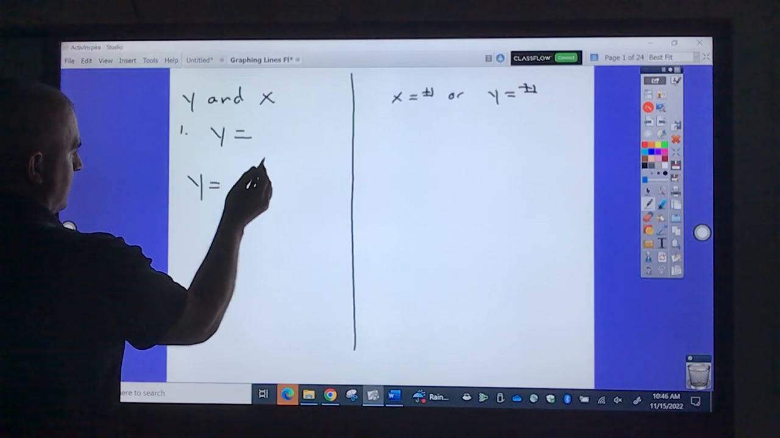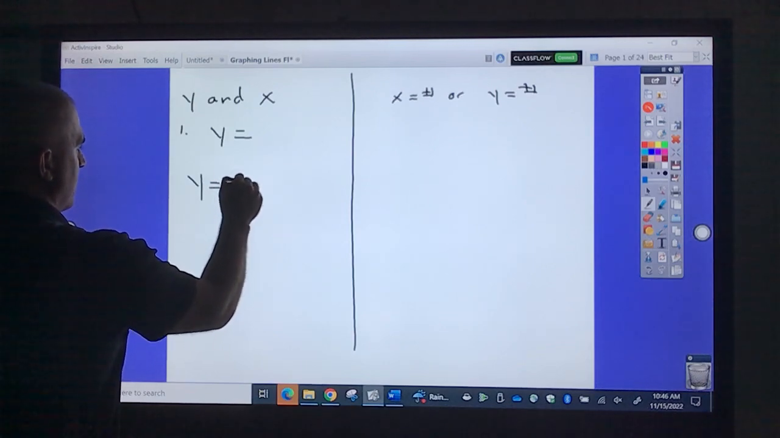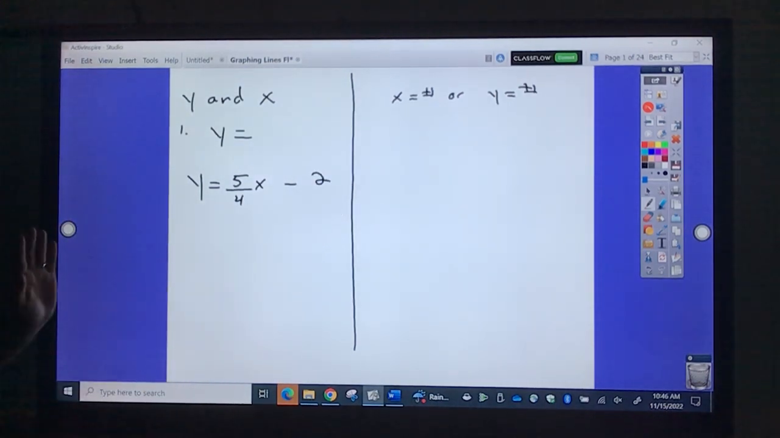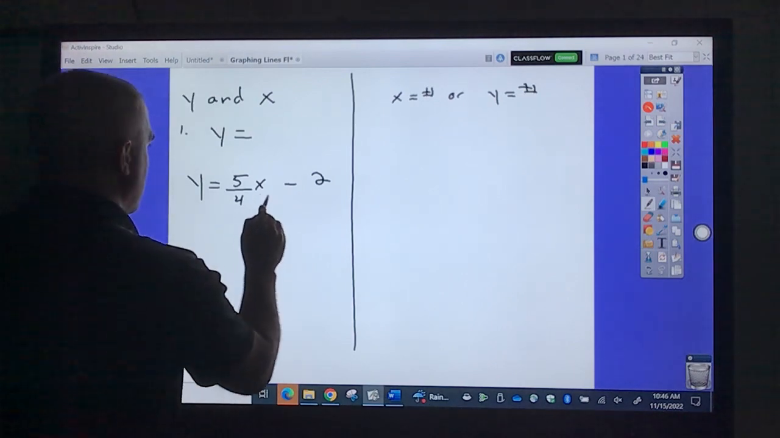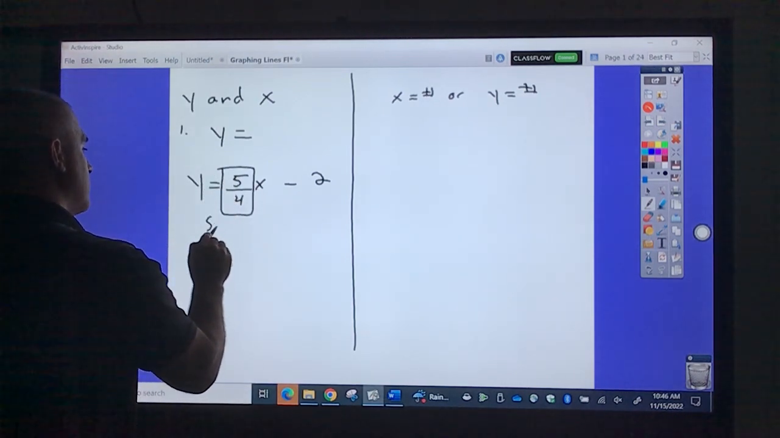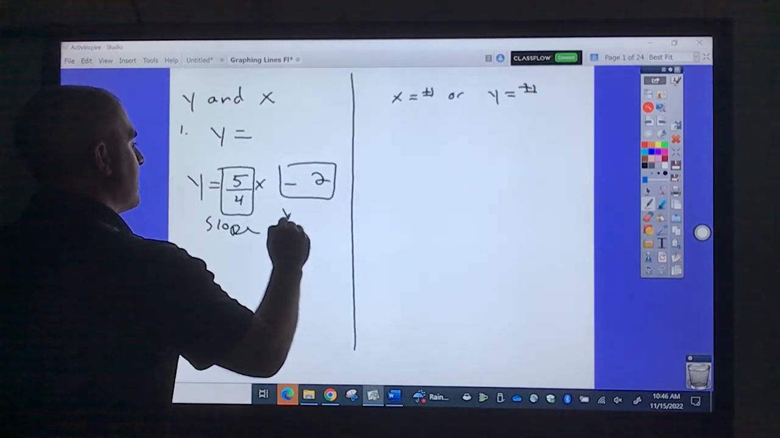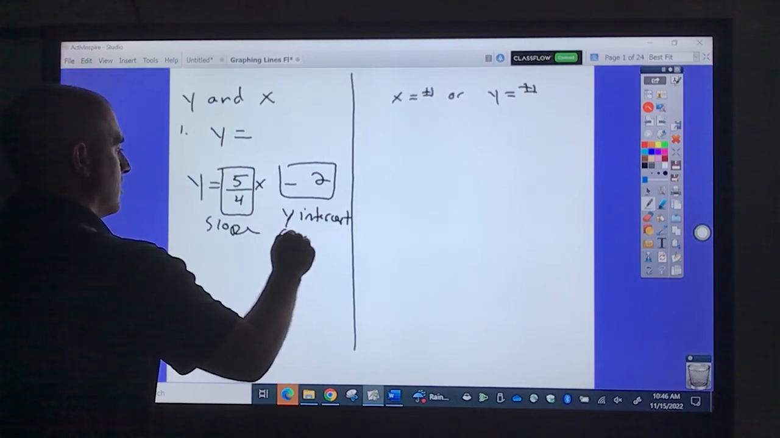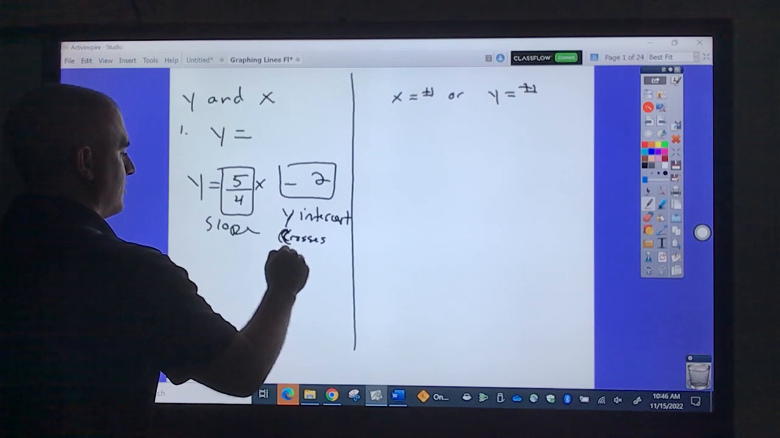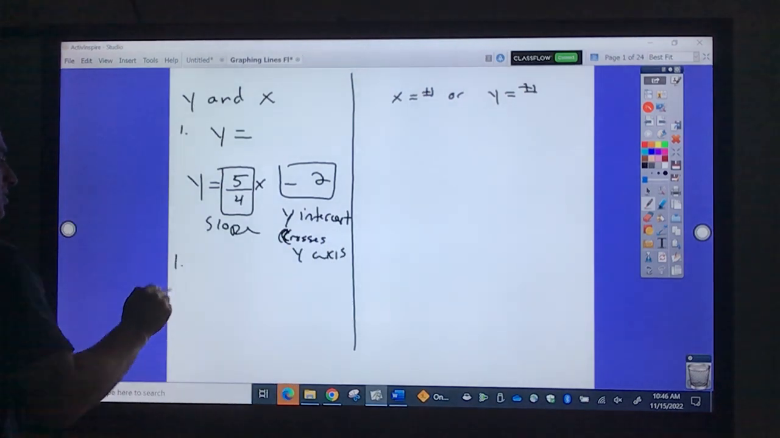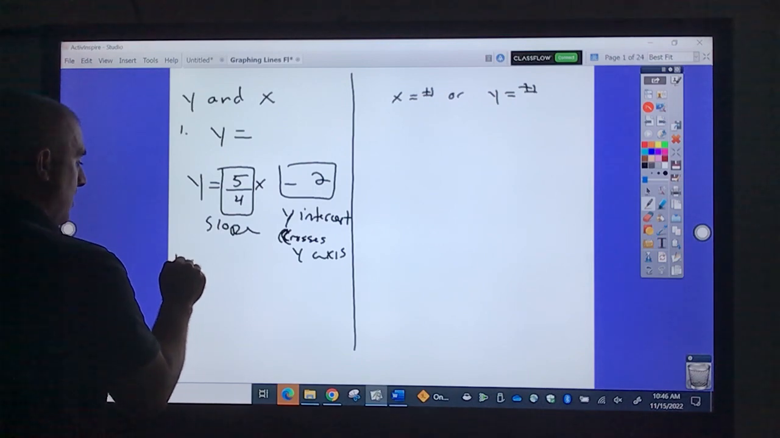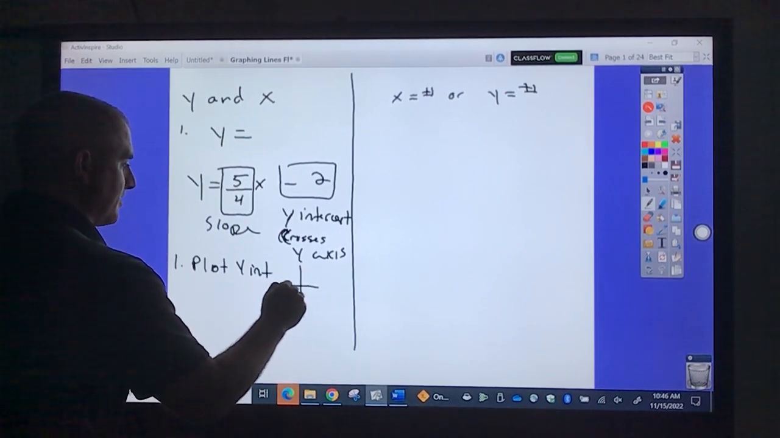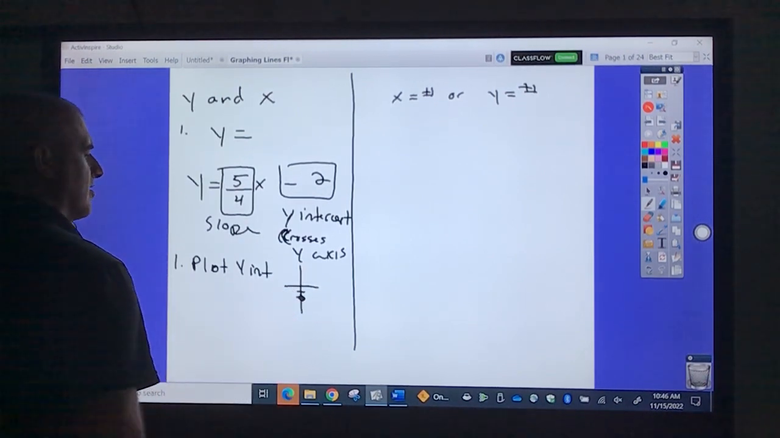Let's just make up a number. Let's say 5 over 4x minus 2. Now, what you want to do first, and we'll go through these examples in a second: this is my slope. This is my y-intercept. From graphing, this is where it crosses the y-axis. So what I want to do first is plot the y-intercept. That's going to be somewhere on this vertical line, so that would be like down here.